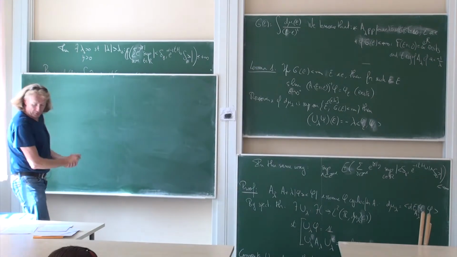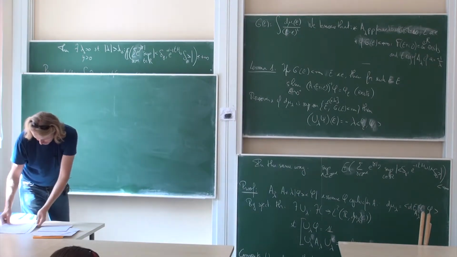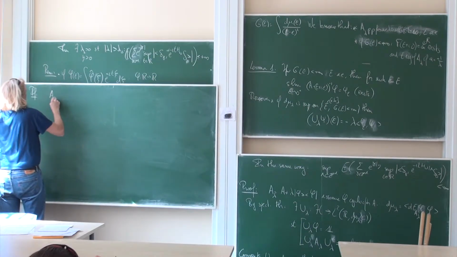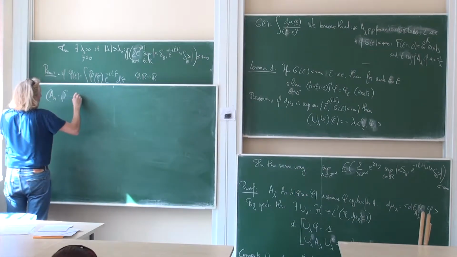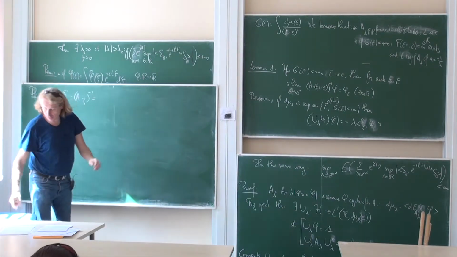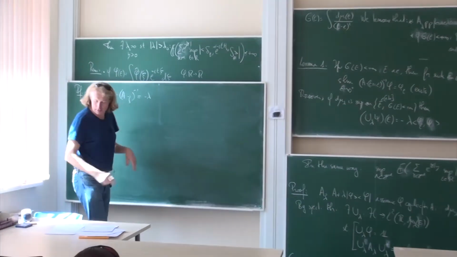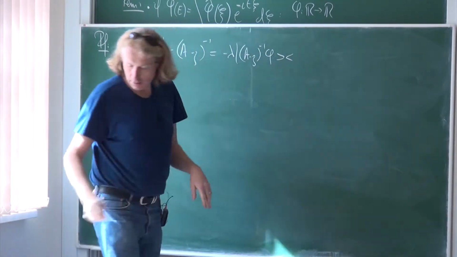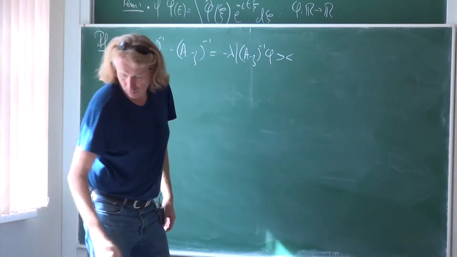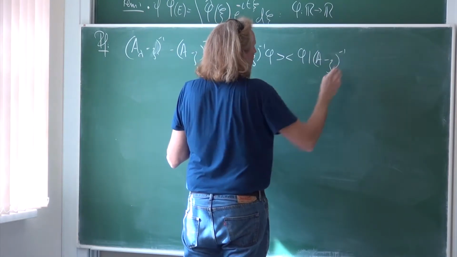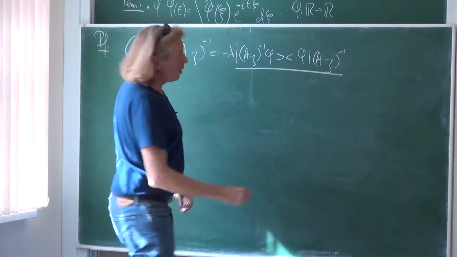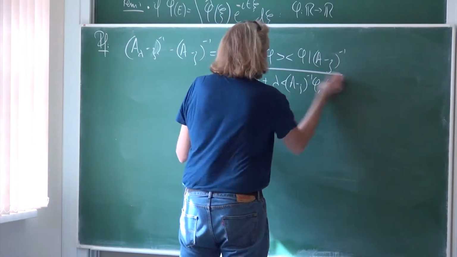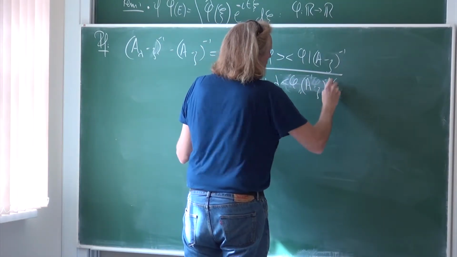Okay, the basic formula is the following. It comes from the formula that we had for the resolvent of a rank 1 perturbation that we wrote before. Remember, we had, so proof, we had A lambda minus Z inverse minus A minus Z inverse. This is equal to minus lambda A minus Z inverse phi, phi A minus Z inverse divided by 1 plus lambda phi A minus Z inverse phi.